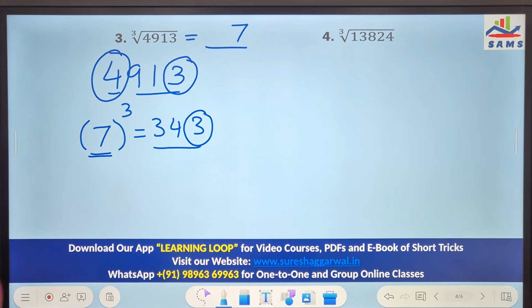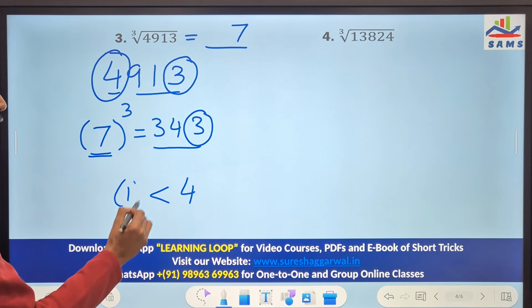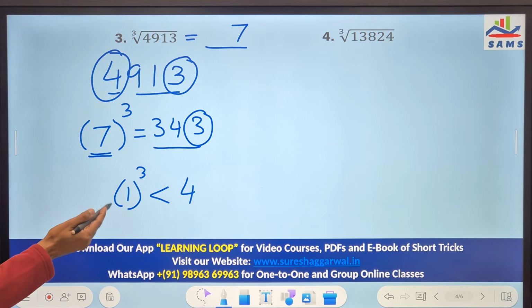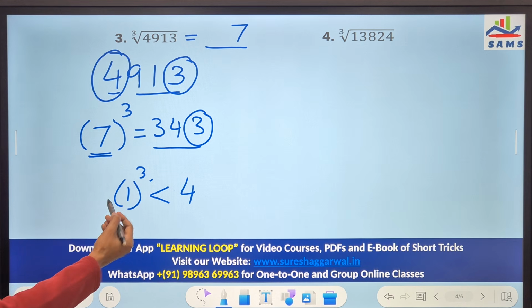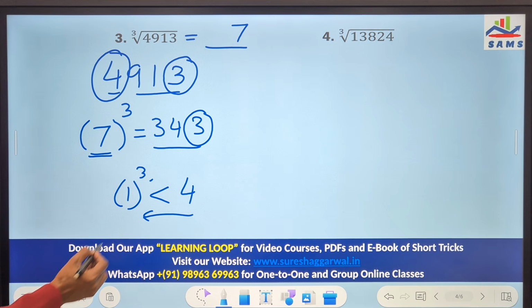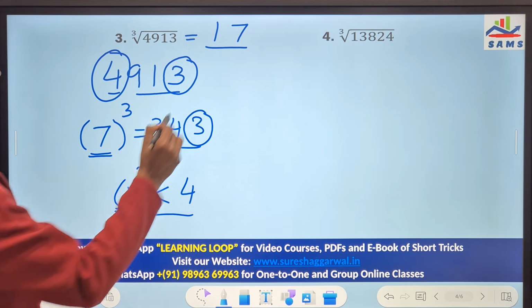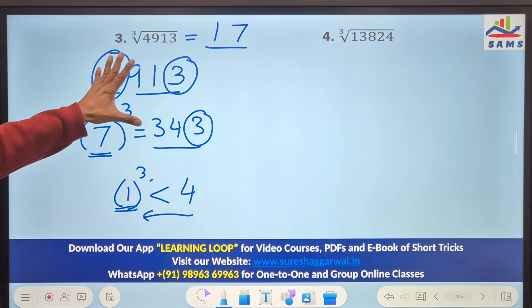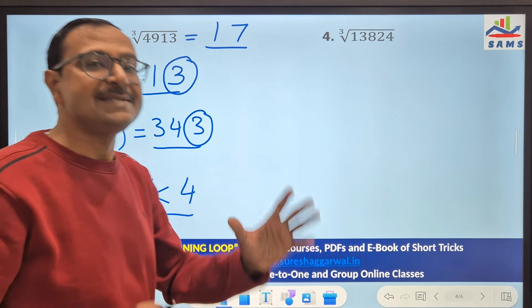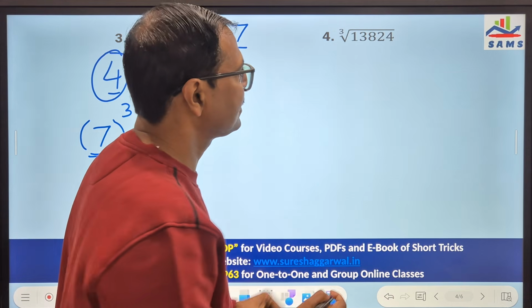Now let's see this number 4. 4 is very close to 1 cube. You can't do 2 cube, because 2 cube is 8, which is more than 4. I don't want to cross 4. I want to stay below 4. So 1 cube, that means this 1 forms the remaining part of my answer. And so the cube root of 4913 will be 17. Feeling more comfortable now? Let's practice this.